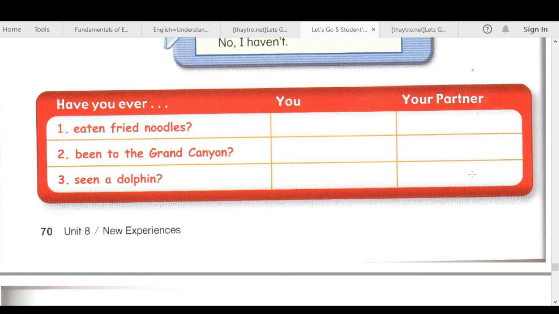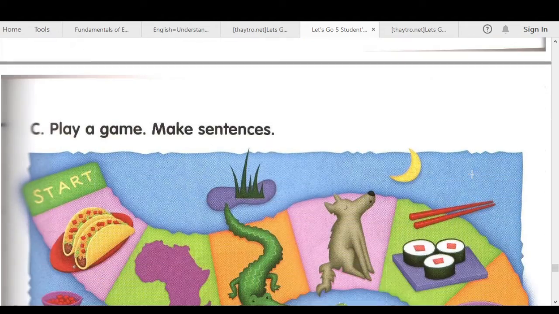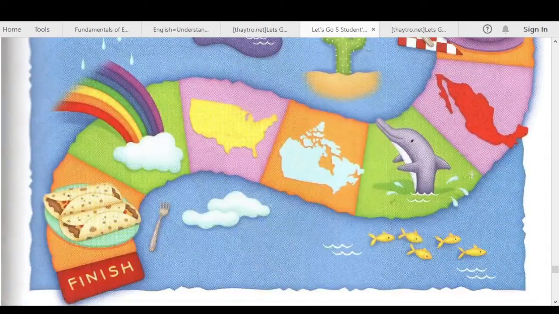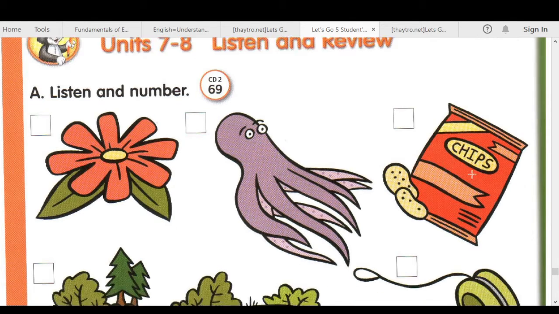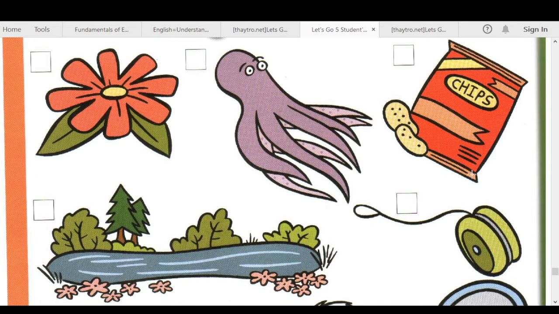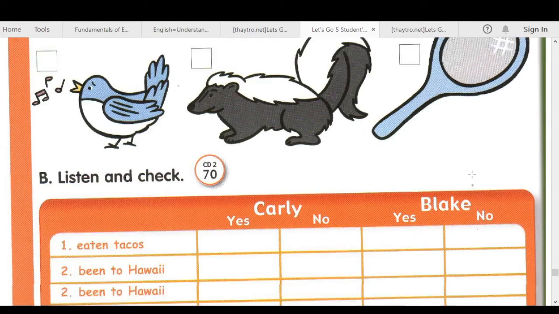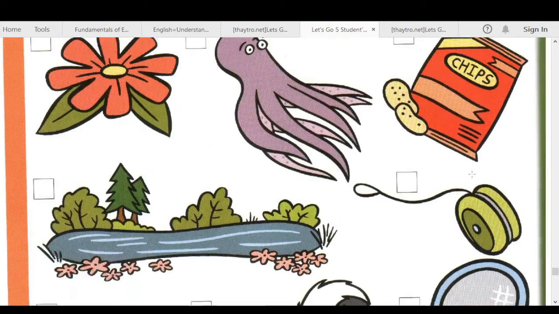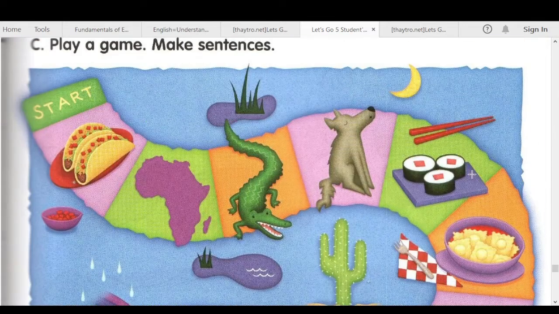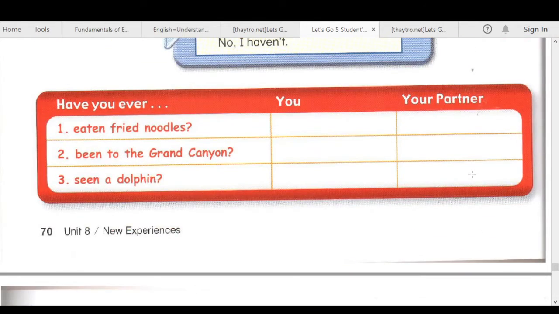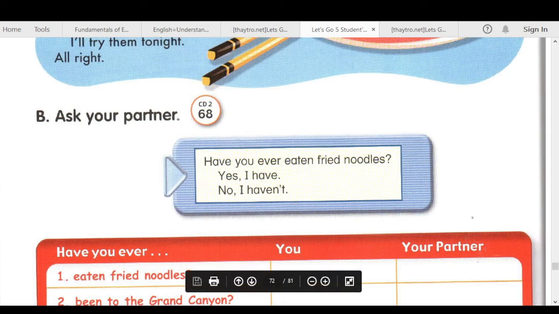Nine. Unit 7 and 8. Listen and review. A. Listen and number. Number 1. I hear a bird. It sounds wonderful. Number 2. How does a mirror feel? It feels smooth. Number 3. How does the skunk smell? It smells bad. Number 4. I'm eating potato chips. They taste salty.